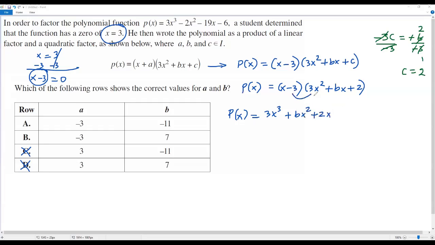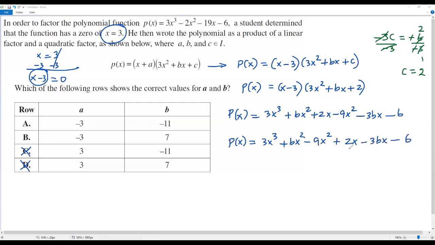And now I can distribute negative 3 to 3x squared. It will be negative 9x squared. Negative 3 times positive bx will be negative 3bx. And negative 3 times 2 will be negative 6. Here p of x equals 3x cubed. And we can write the x squared terms together. Here we have bx squared, here we have negative 9x squared. So positive bx squared, negative 9x squared. And then we can write the x terms, so positive 2x and negative 3bx.